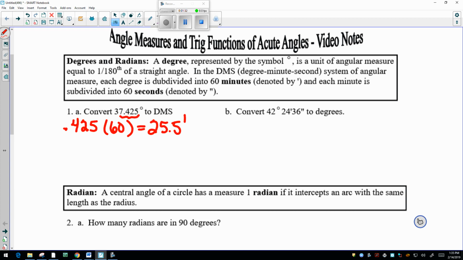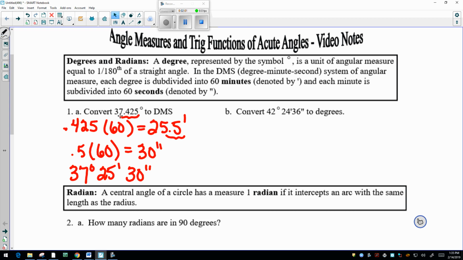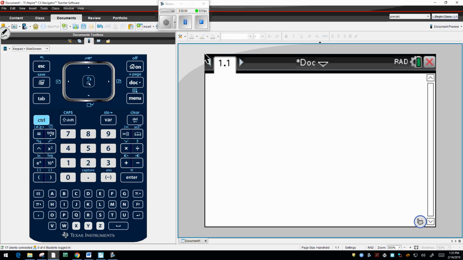And if I multiply that out, I'm going to get 25.5 minutes. Okay, so now I have an extra, again, little bit of a minute. I have an extra 0.5 of a minute, and I want to think, well, how many seconds is that? So if I multiply that out, that would get me my 30 seconds. So if we put this all together, I have 37 degrees, 25 minutes, and 30 seconds. Always good to know how to do it by hand.